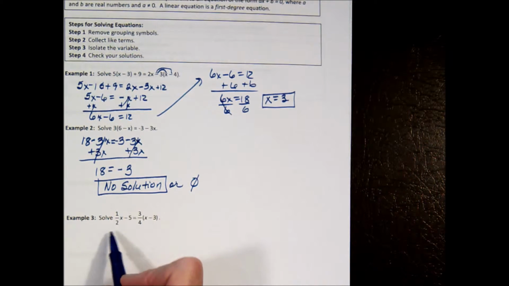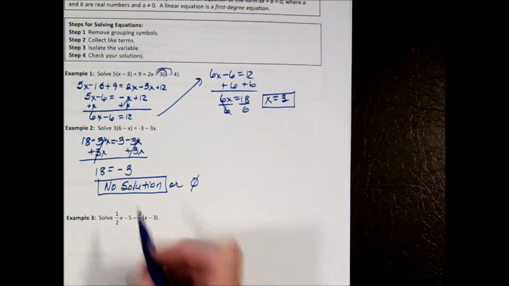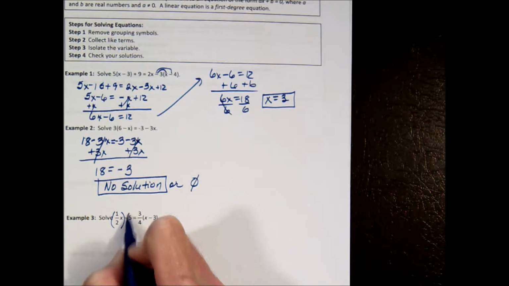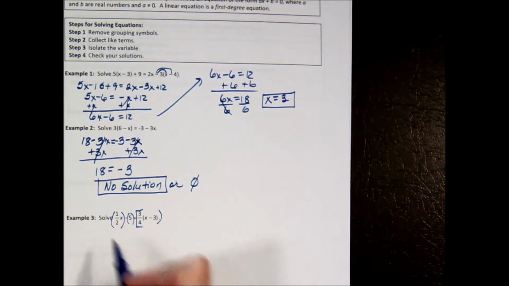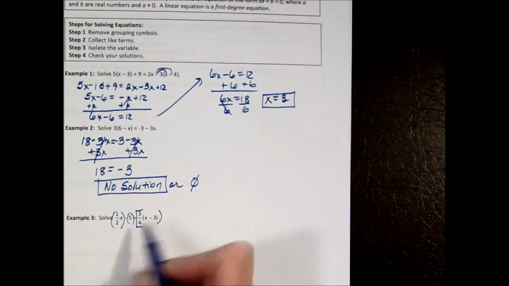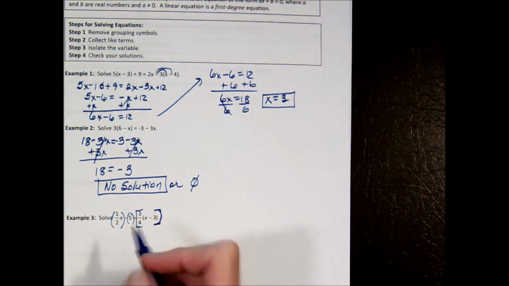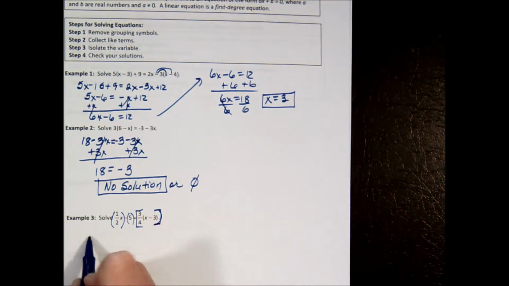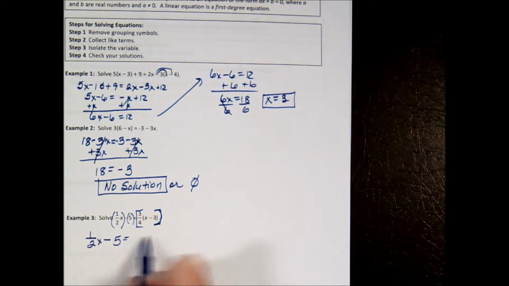Example 3, we have fractions. So the first thing we want to do is get rid of our fractions. You want to put each term in parentheses. This is all one term on this side, and I'm going to multiply by the LCD of my denominators. So I have a 2 and a 4. By the way, I don't know why I did a bracket on one side and a parentheses on the other. A 2 and a 4. So I'm going to rewrite this so you can actually see a little bit better what we have. But I want you to notice that I did not distribute first.